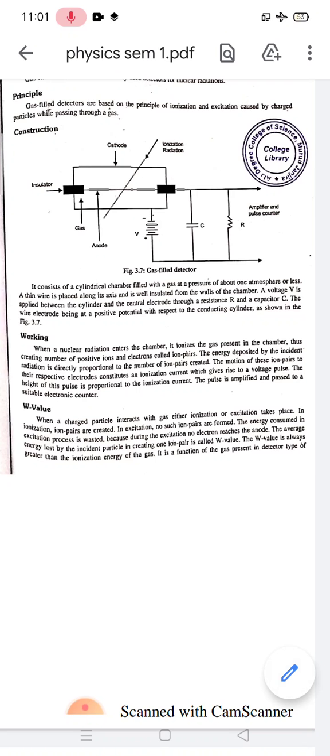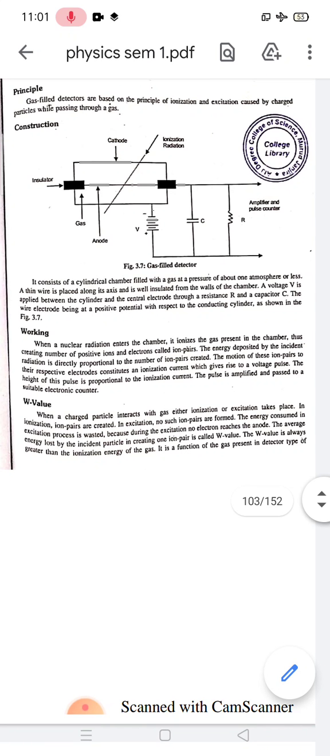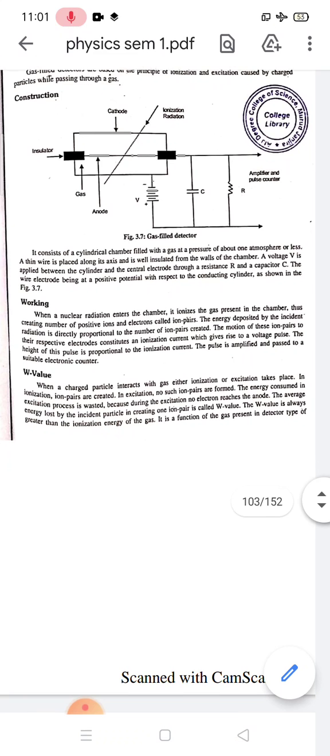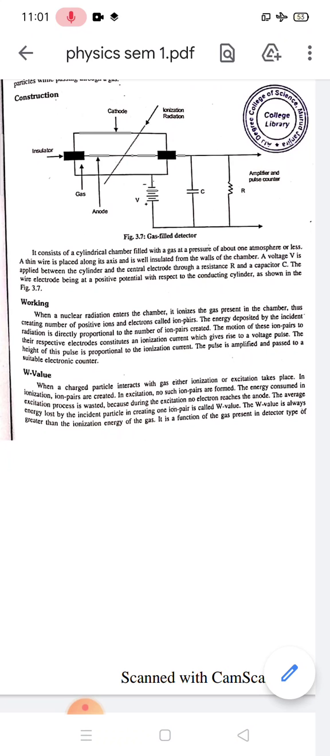It is well insulated from the walls of the chamber. A voltage V is applied between the cylinder and the central electrode through a resistance R and a capacitor C. The wire electrode is at a positive potential with respect to the conducting cylinder, as shown in the figure.